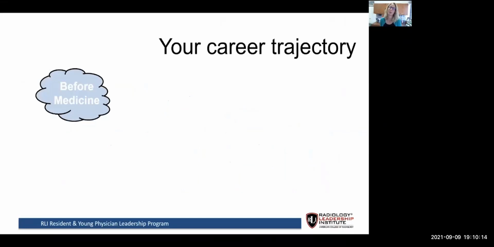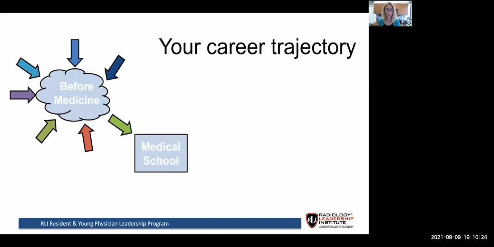Before we started in medicine, we may have come from many different backgrounds. Some of us came straight through college. Some of us had other careers before we started medical school. But once we start medical school, our careers and our trajectories begin to converge, and we have very similar pathways.